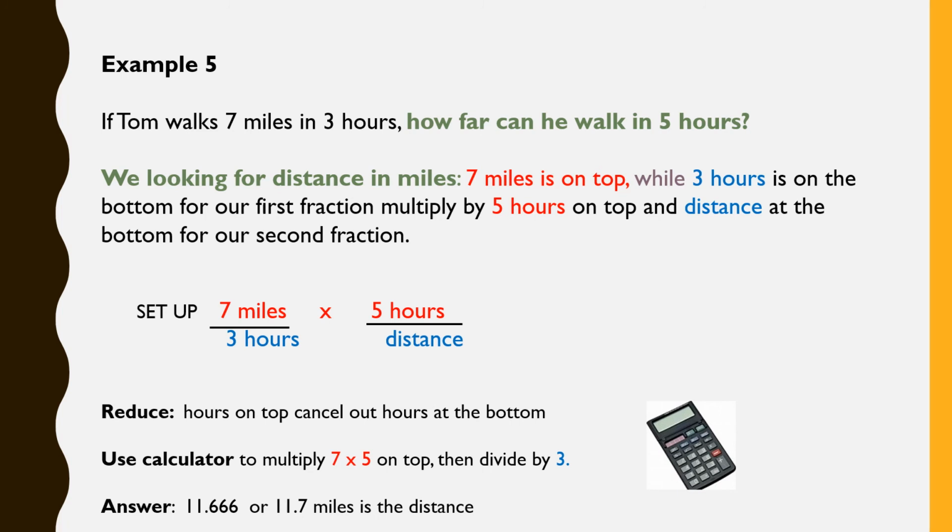Again, hours on top cancel hours at the bottom. You see the hours knock each other out. So pull out my calculator. 7 times 5, then divide by 3. The answer is 11.66666. So we round it off to 11.7 miles is the distance in 5 hours.